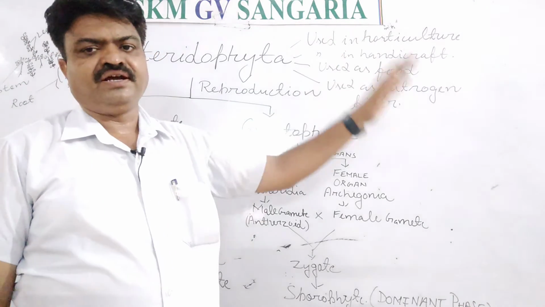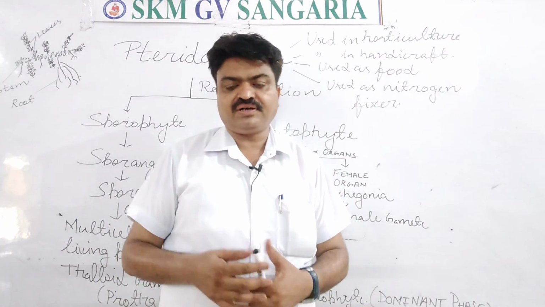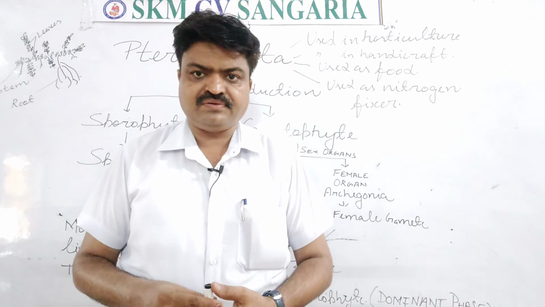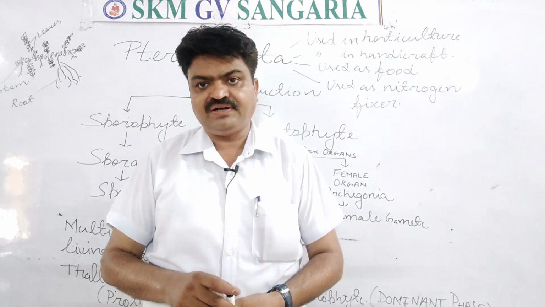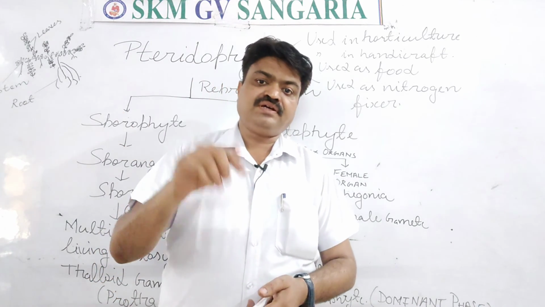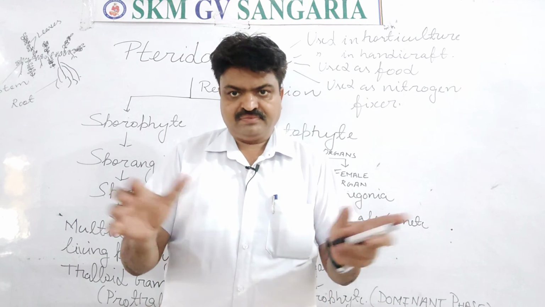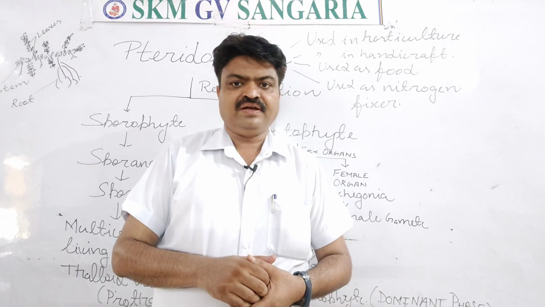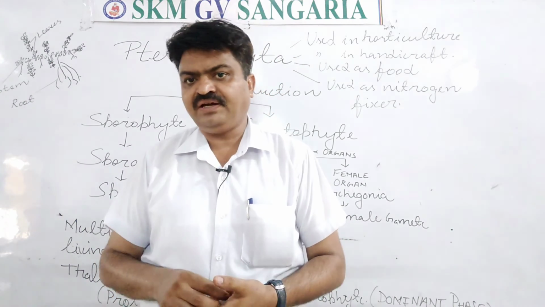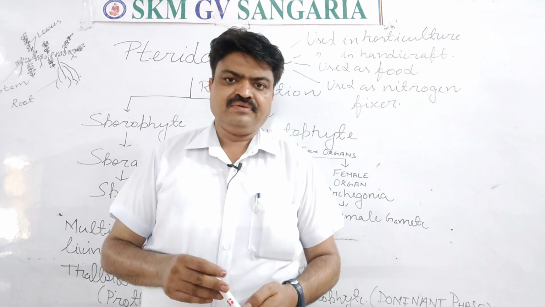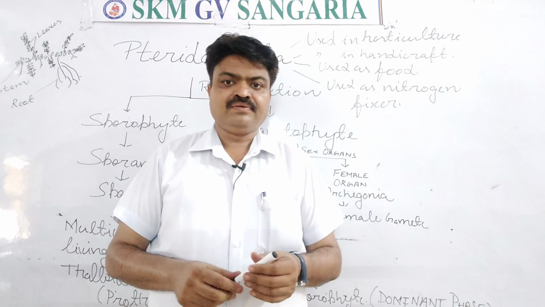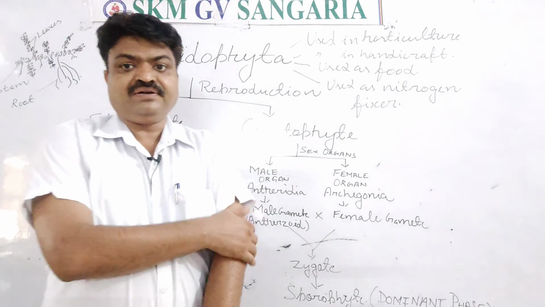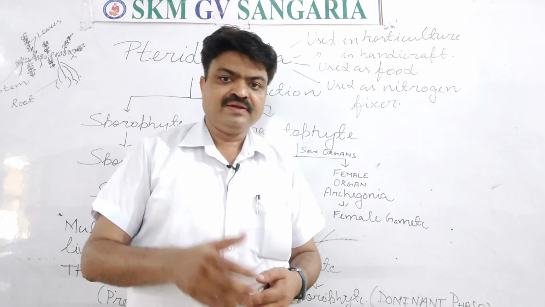Next is use as a nitrogen fixer. It is the most important characteristic of the pteridophyte, student, in which they fix the atmospheric nitrogen. Especially there is one pteridophyte that is known as Azolla. Azolla fixes the atmospheric nitrogen in its surroundings or in the soil. So Azolla is an aquatic plant and it fixes the atmospheric nitrogen. So these are the important functions of the pteridophytes, from which we use them in different ways.